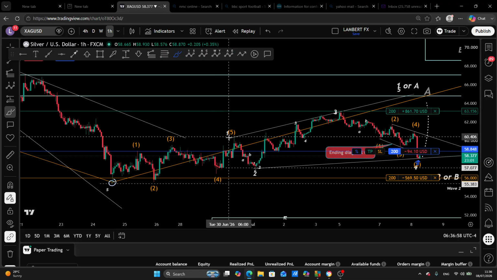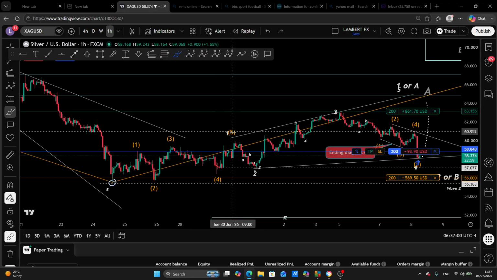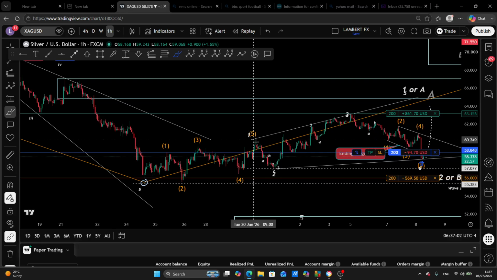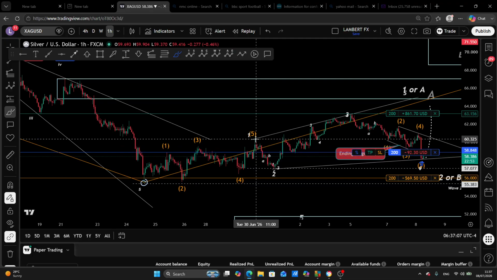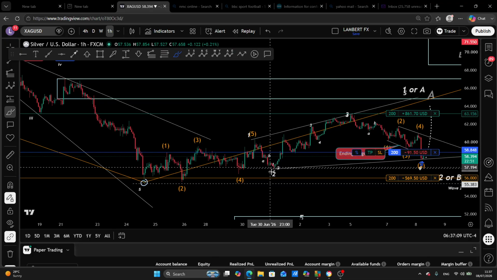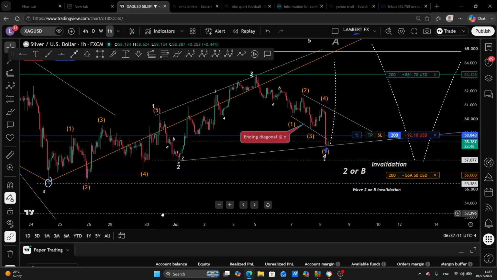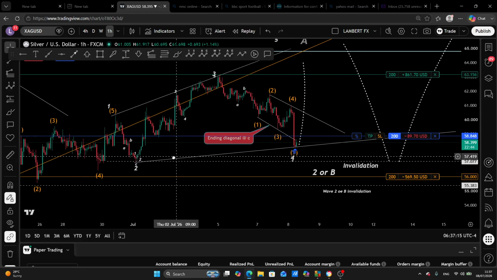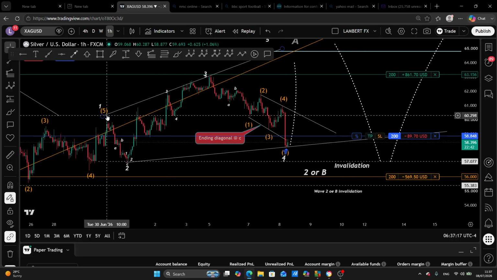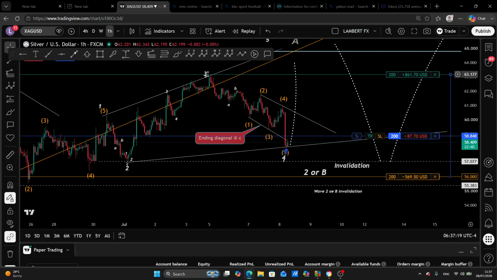So after the 5 leg, we have our 1, and then this is a corrective pattern for 2. Okay, so we have a 1 now, and then we have a 2, and then as you can clearly see, if you can see this clearly, we have a 1, and then we have a 3.